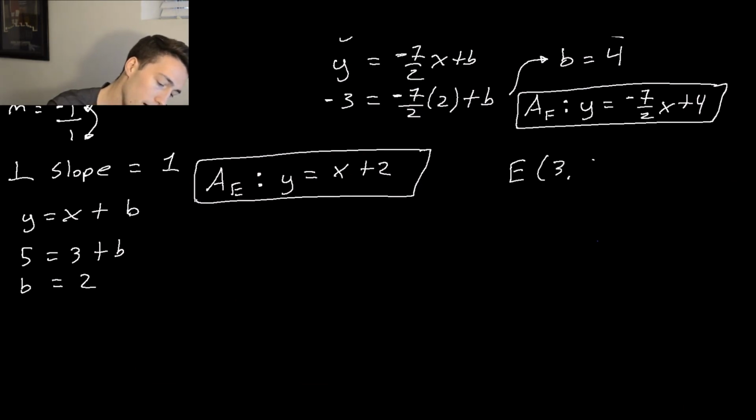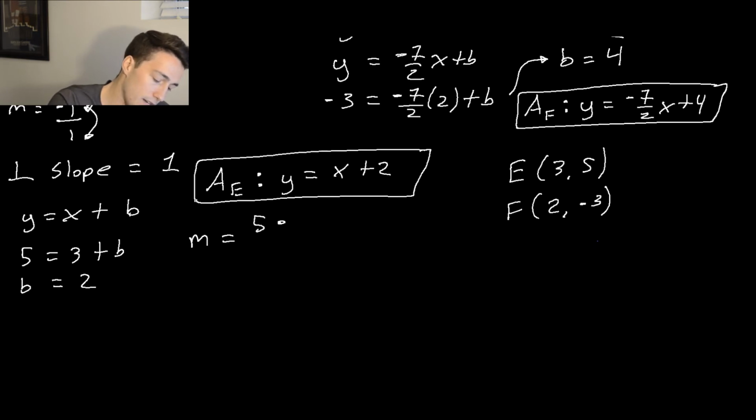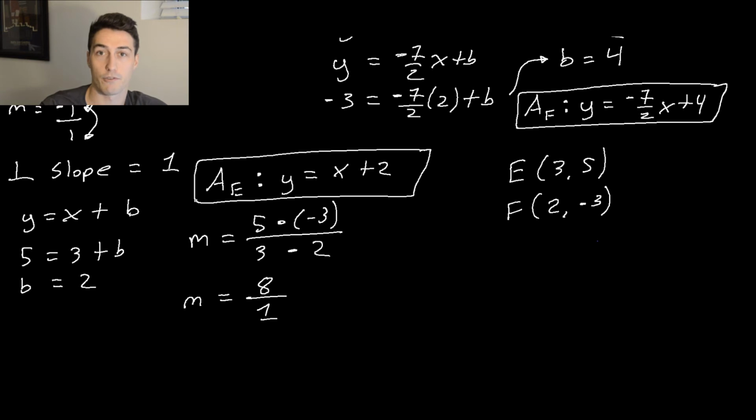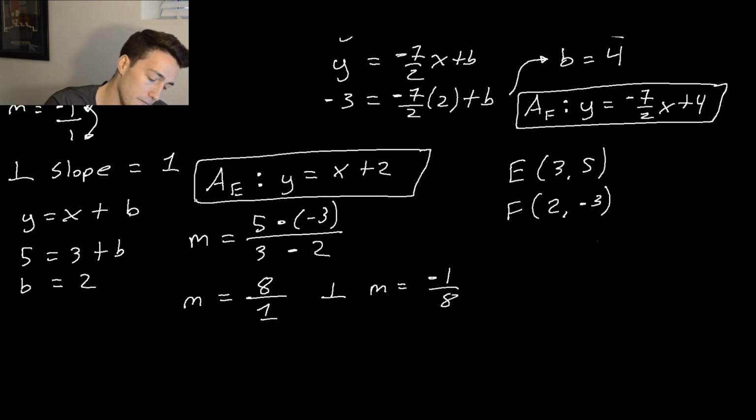Is 3, 5 and F is 2, -3. So our slope is going to equal 5 minus -3 divided by 3 minus 2. So m is going to equal 8 on top over 1. So our slope, the negative reciprocal of this, the perpendicular slope, is going to equal -1/8, because I flip these around and I put a negative in front of it.